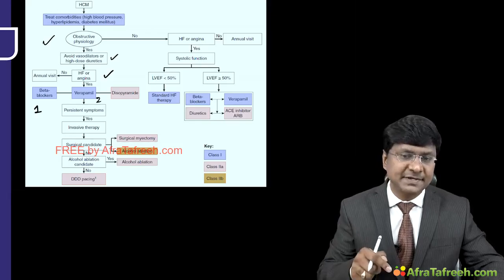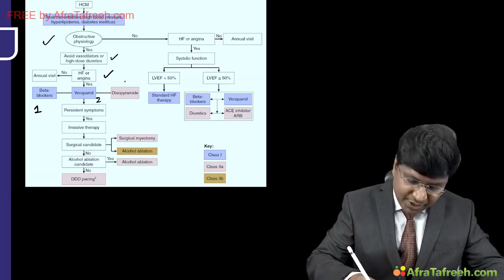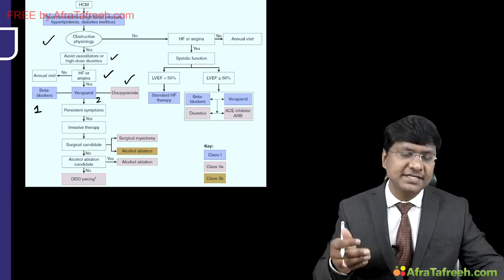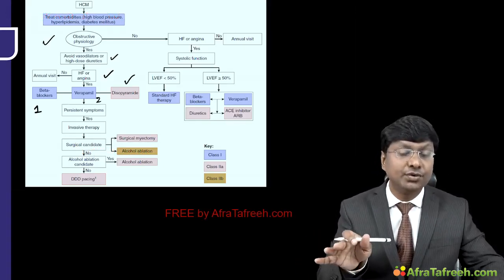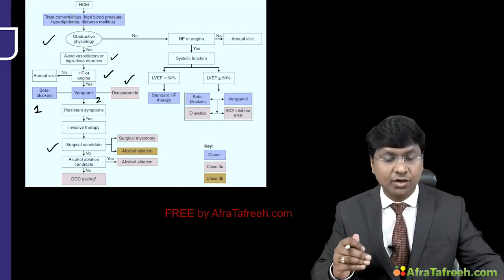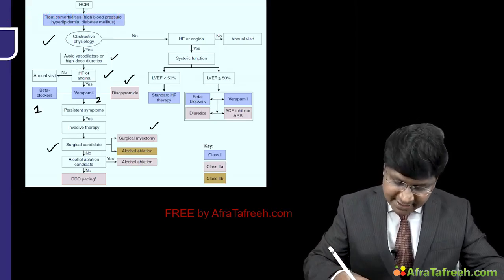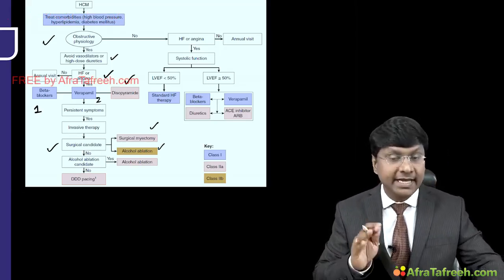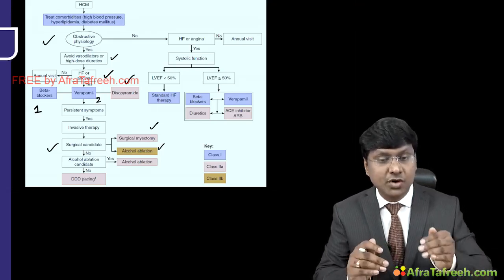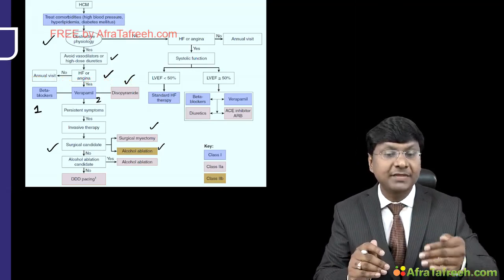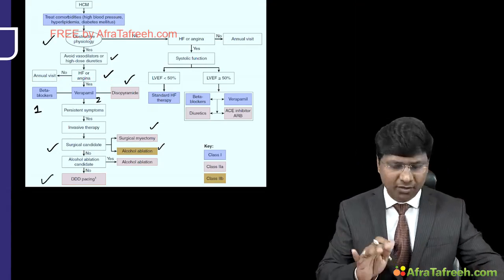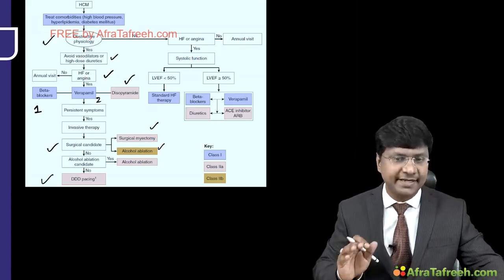If the symptoms are still persistent in spite of giving verapamil, you need to give an antiarrhythmic drug, that is disopyramide. In spite of this, if the persistent symptoms are there, then you need to do the invasive therapy. And if he is a surgical candidate, then what are all the surgical options that we have? Surgical myomectomy, alcohol ablation. And if he is a candidate who does not fit for the surgery, then in that particular group of individuals, pacing has to be done.